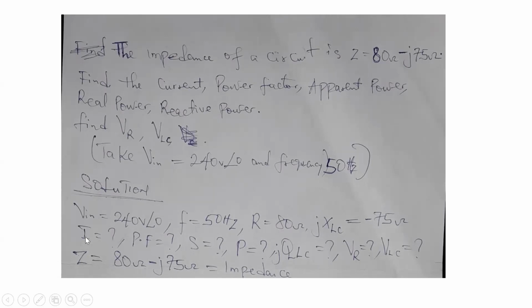Then we are told to find I, the current. We are told to find the power factor, which is PF. We are told to find the apparent power, S. We are told to find the real power, and the reactive power. We are equally told to find the voltage drop across R. We are equally told to find the VL and VC, but we are given the impedance in a Cartesian form. This is a Cartesian form of impedance. So before you start solving, you have to convert this impedance to polar form.